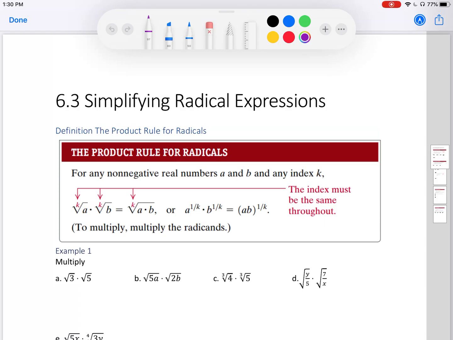Section 6.3, Simplifying Radical Expressions. Definition: the product rule for radicals. For any non-negative real numbers a and b and any index k, the kth root of a times the kth root of b equals the kth root of a times b. So if we're multiplying and we have the same index, then we can multiply their radicands.